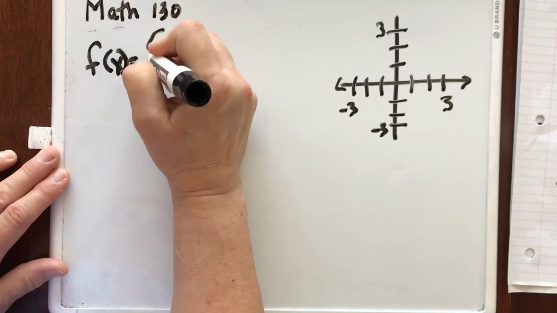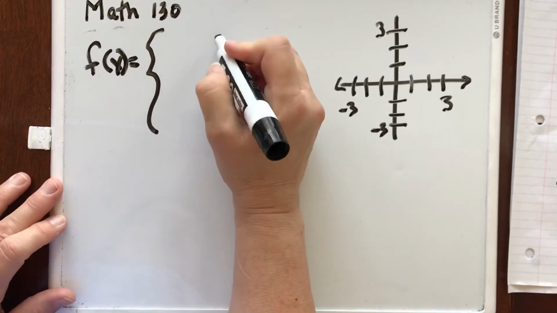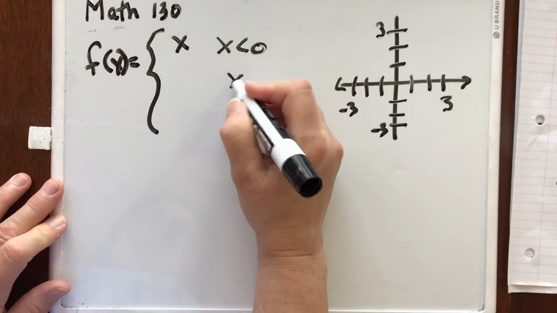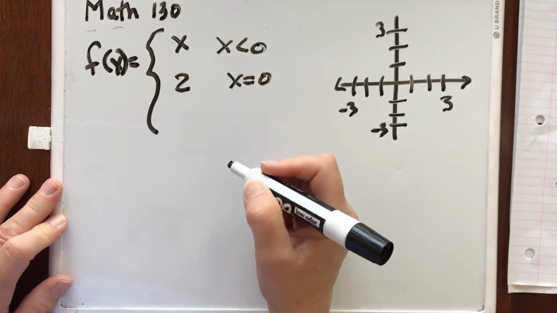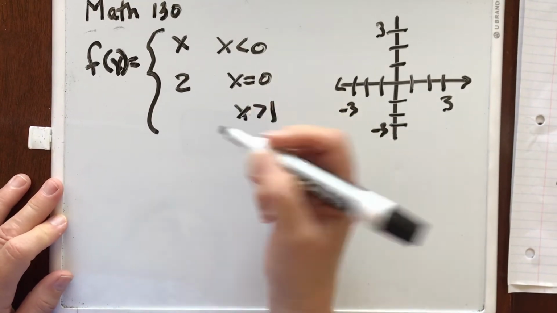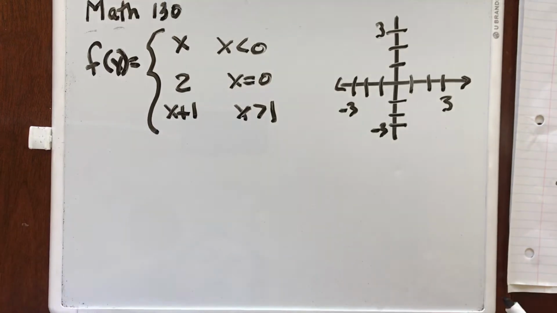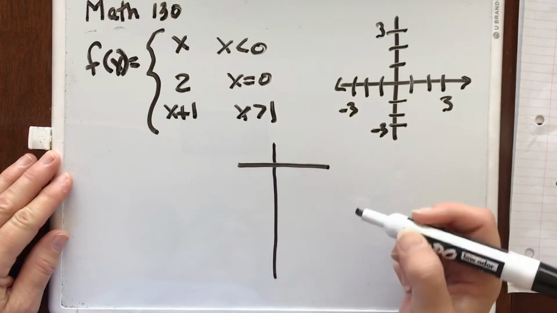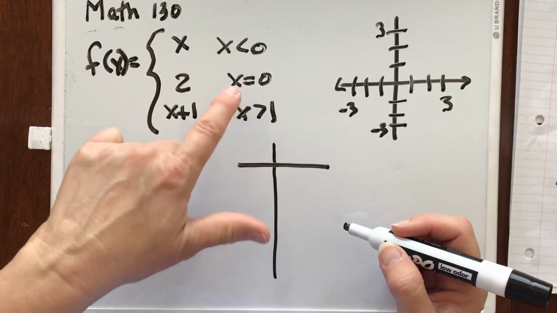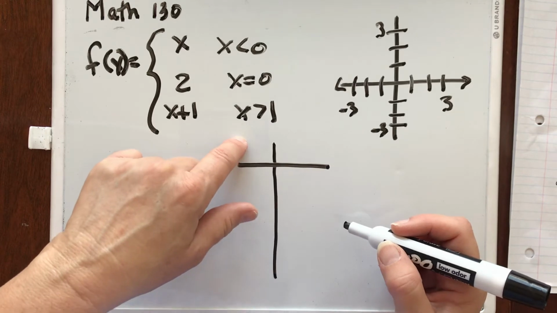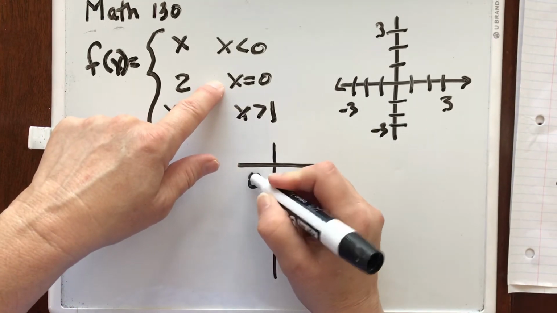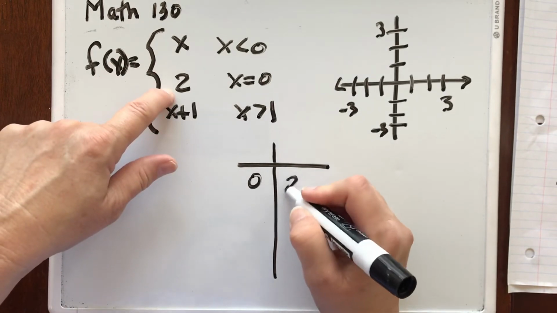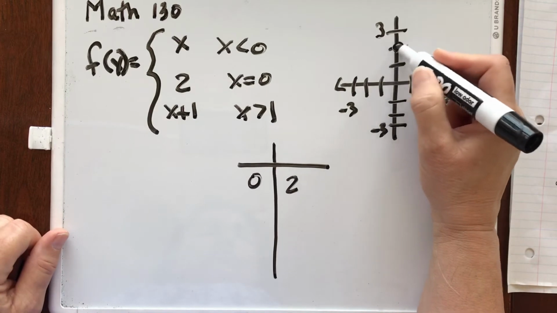F of x equals, and we're going to split this into 3 pieces. We have for x less than 0 is going to be just x. For x equal to 0, we're going to have 2. And for x greater than 0, we're going to have x plus 1. So how would we graph this? Well, let's pick some values. We're going to pick some values less than 0, equal to 0, and greater than 0. Okay? I always like to start with 0. If we put a 0, what is our answer going to be? The answer is 2. So I'm going to put a point at 0, 2, right there.